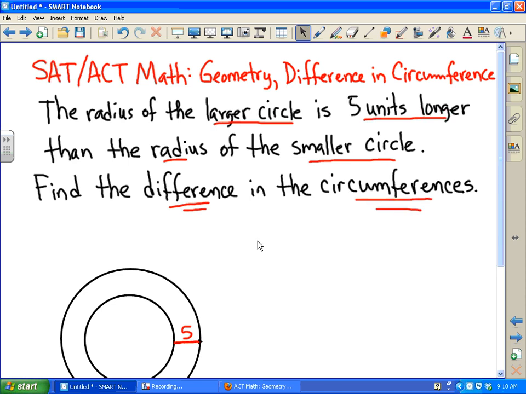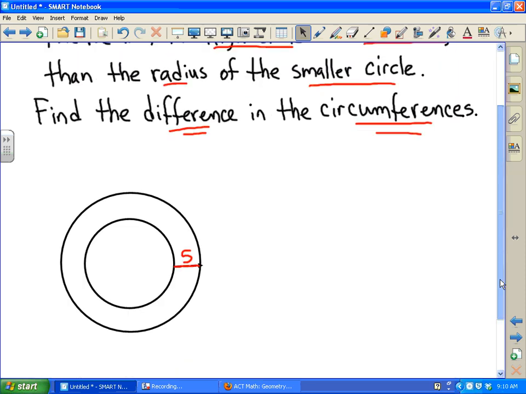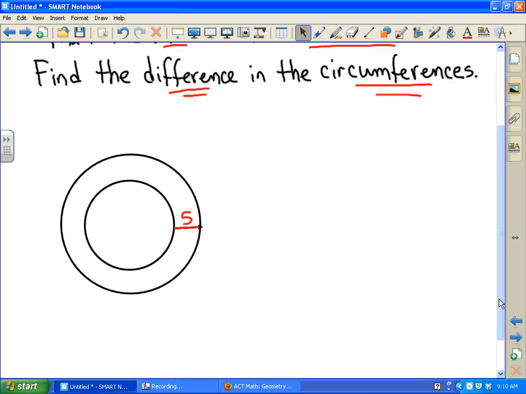So it would be helpful to have a picture of this, and we've got a couple of circles there. The radius of the larger circle is 5 more than the radius of the smaller one. The circumference for any circle is 2 times pi times the radius, 2 pi r.